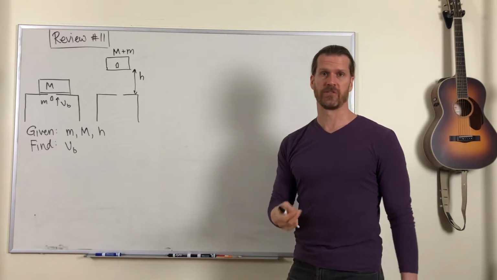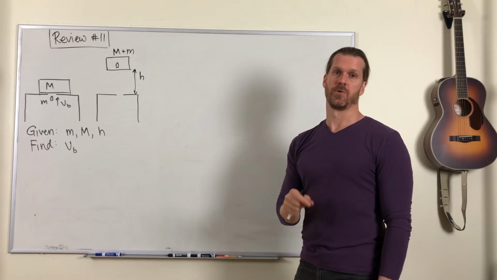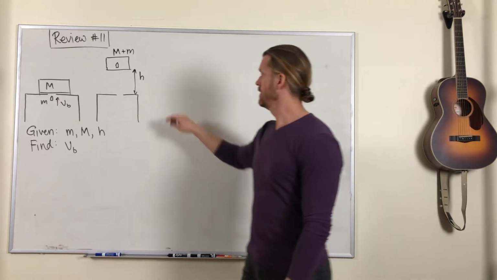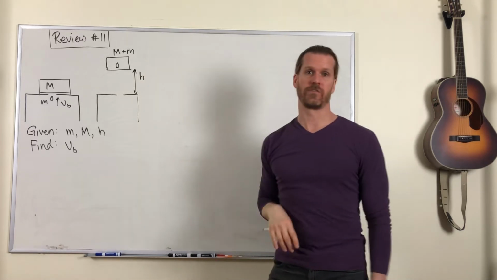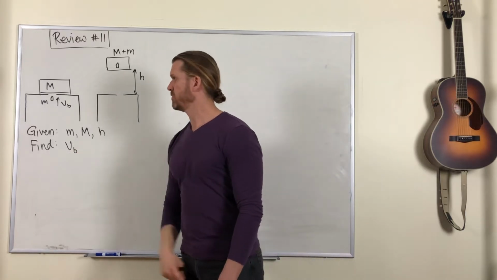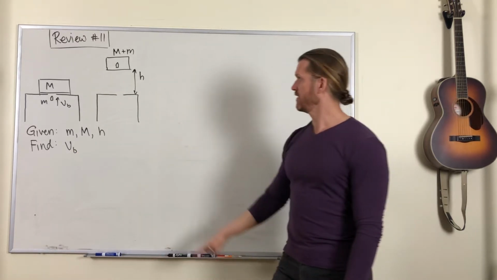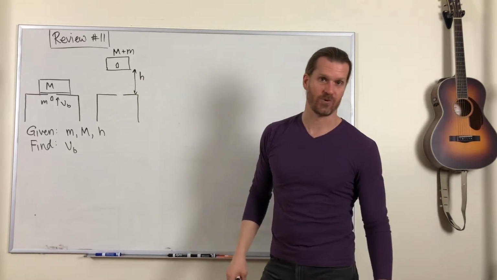Because if you were doing this as an experiment to measure the bullet's speed, the thing that you would be observing is the height that the system rises to. That's the easily measured quantity. Measuring the speed of the bullet is harder, so we infer the bullet's speed by measuring this easier to measure quantity, h.